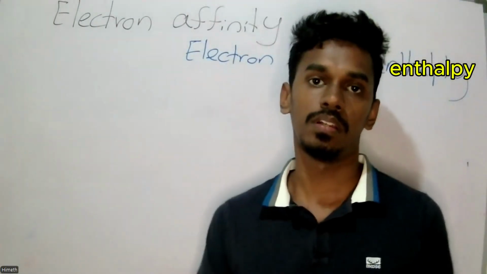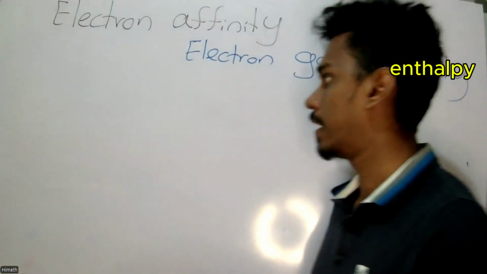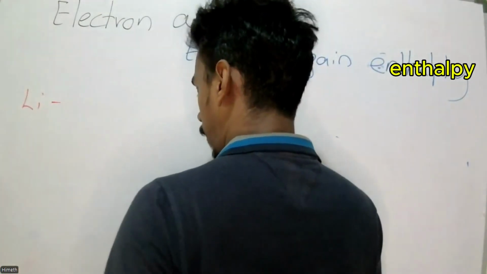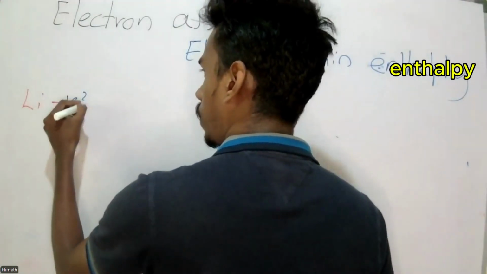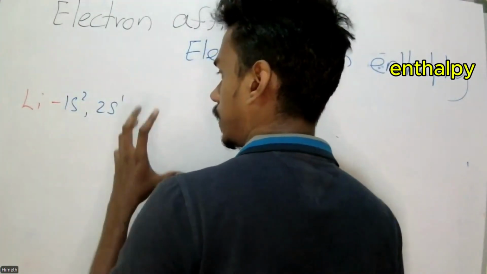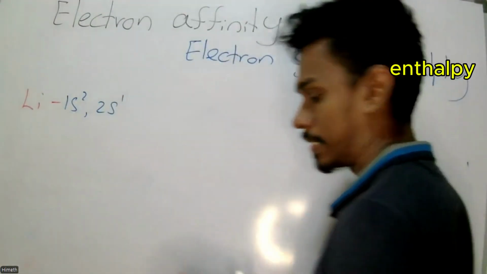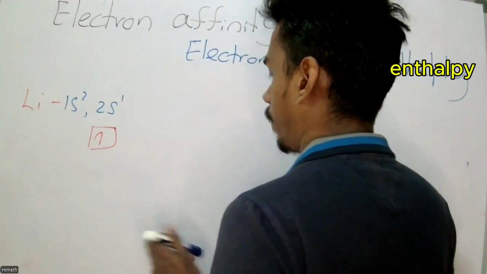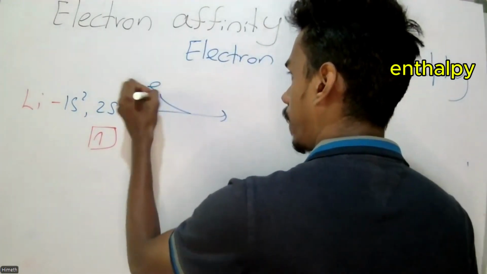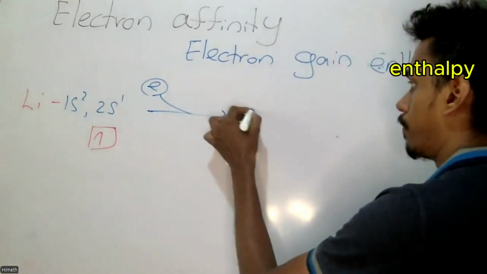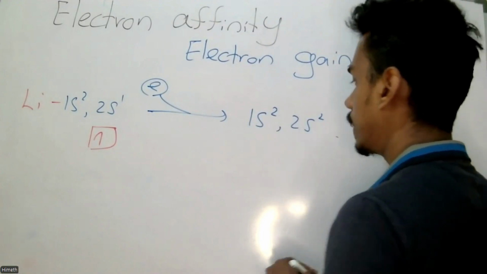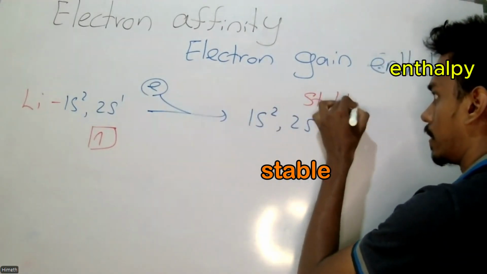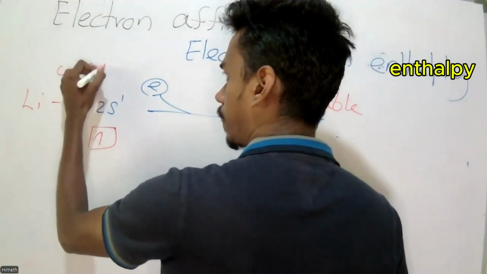Let's consider the elements of group 1. We can take lithium as an example of a group 1 element. Lithium has the electron configuration 1s2, 2s1. This is not a stable configuration, since the s orbital is not completely filled. When we add an electron to lithium, it gives the configuration 1s2, 2s2. We know that 2s2 is a stable electron configuration, so this is stable compared to the original, which is unstable.